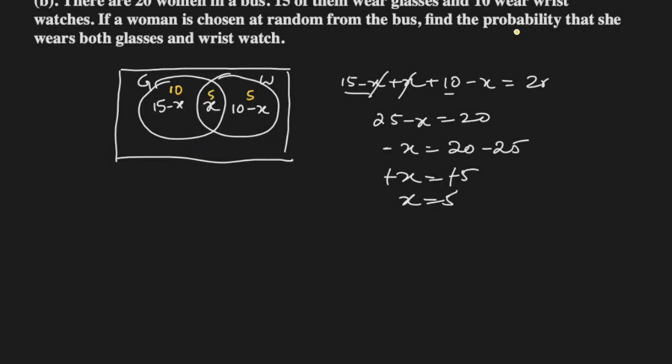So the question is to find the probability that she wears both. Only one woman is chosen, right? A woman is chosen, so she wears both. So 5 women wear both out of a total of 20. So the probability of both glasses and watch is 5 out of 20, which is 1 over 4.